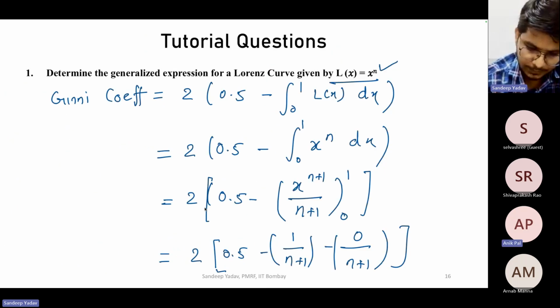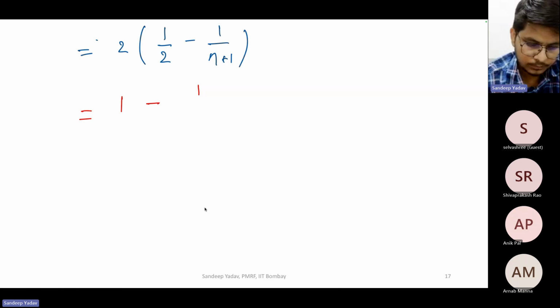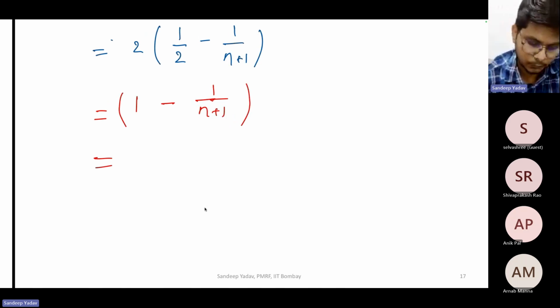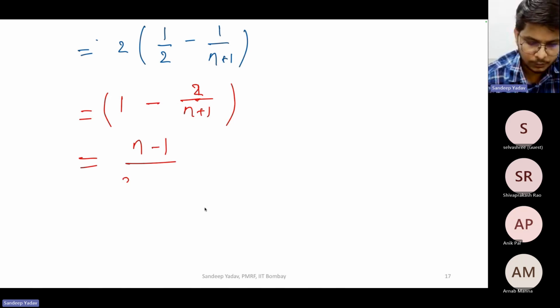As you can see, this term will be 0. So now we are remaining with only these two terms. If you multiply with this 2, the 2 will be cancelled out. That will be 1 minus 1 upon n plus 1. If you solve this as a similar equation, it comes out to be n minus 1 upon 2 into n plus 1. Sorry, n minus 1 upon n plus 1. n plus 1, correct.